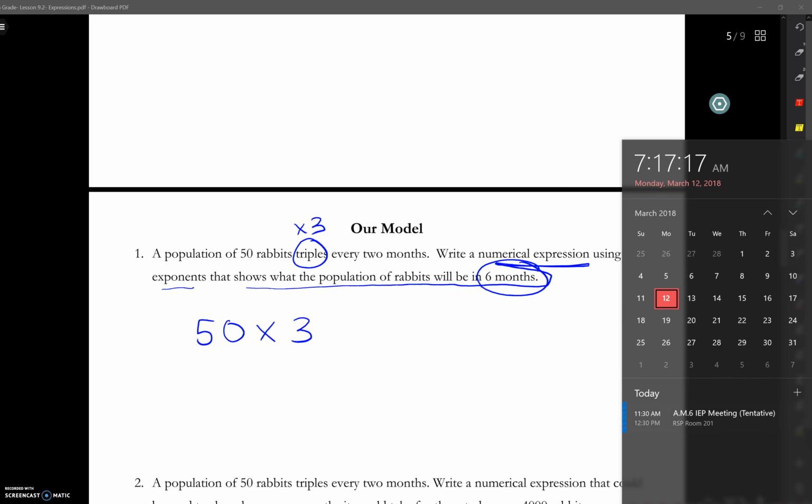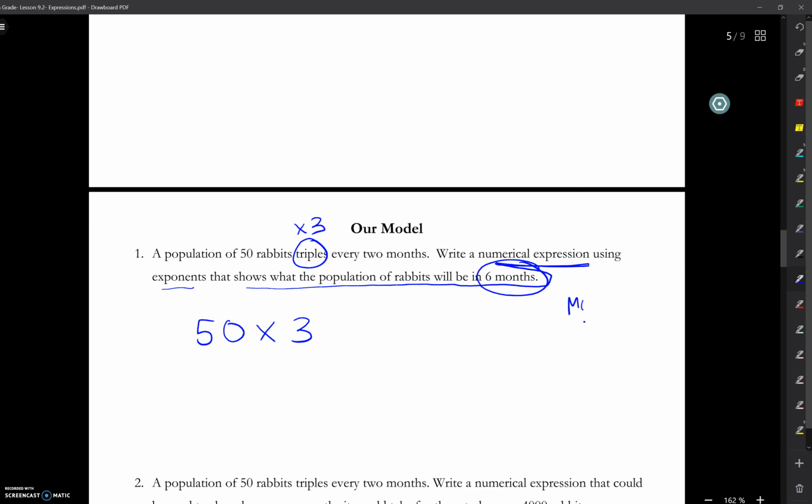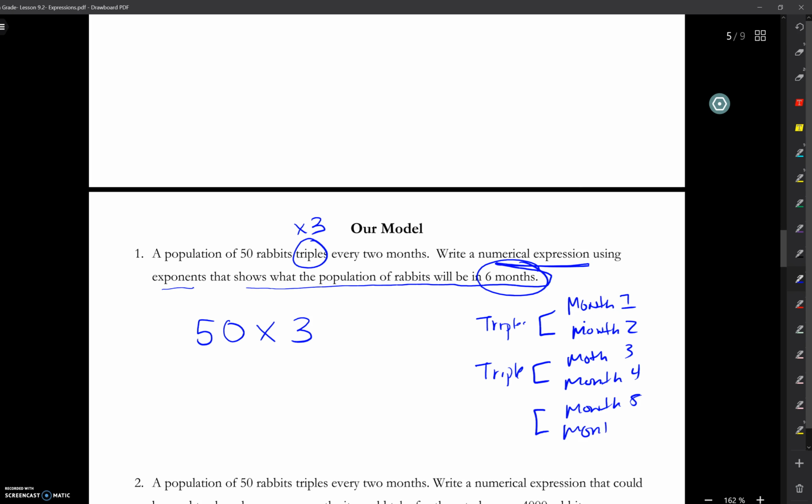So if we have month 1, month 2, right here it triples. And then we have month 3, month 4, and right here it triples. And then we have month 5 and month 6. So it triples again. So how many times will it triple? It'll triple 1 time, 2 times, and 3 times. So it would be 50 times 3 to the power of 3.